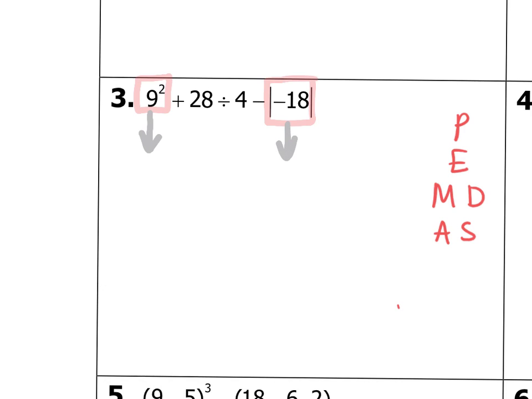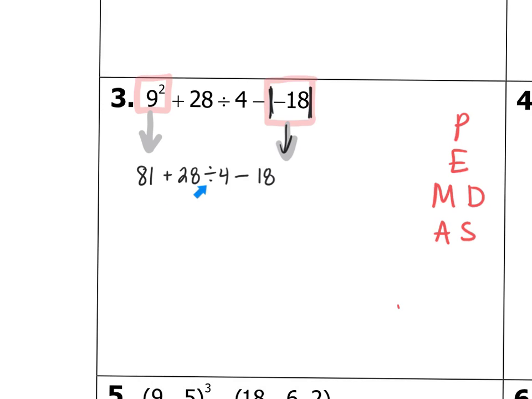So 9 squared is 81. That adds to 28, divide by 4, minus the absolute value of negative 18, that's positive 18. So these were what I like to call numbers in disguise. We had to actually write their real values down before we can proceed with anything else.